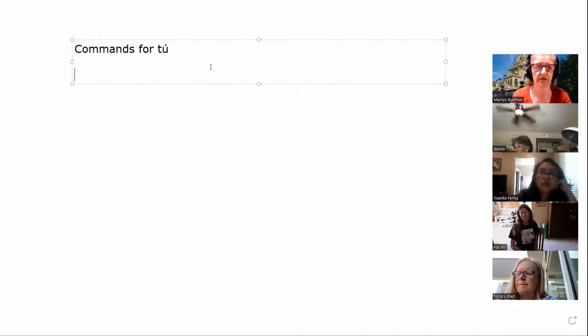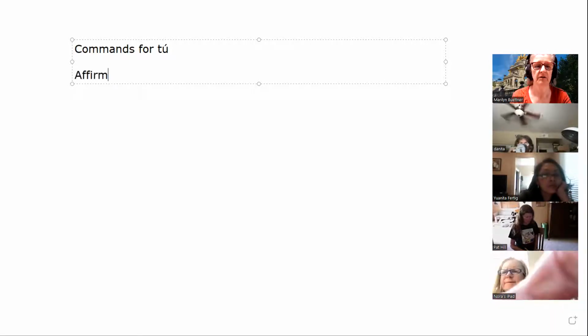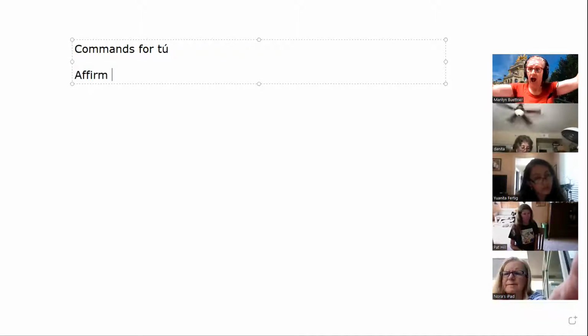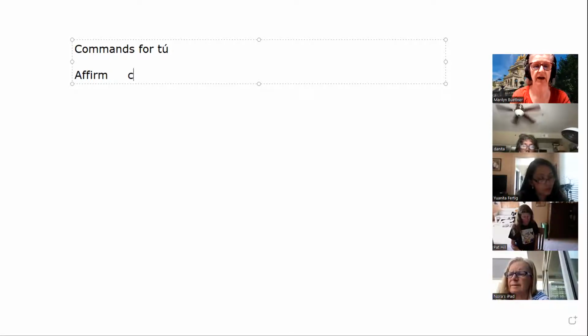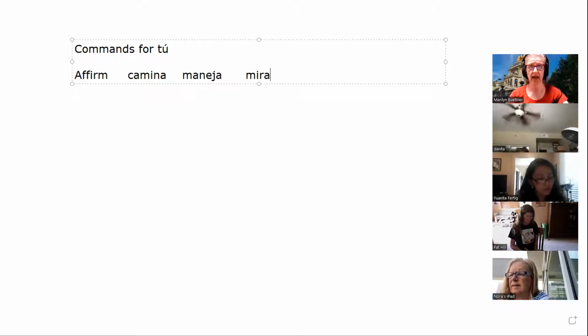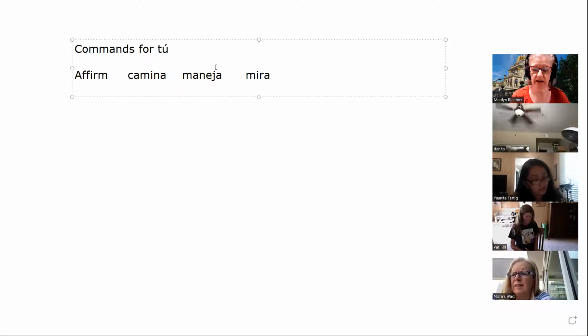So here are commands for tú. Affirmative commands take a very easy path. They get rid of the S off the tú form. Couldn't be very much easier, could it? So camina, walk. Maneja, drive. Mira, look.